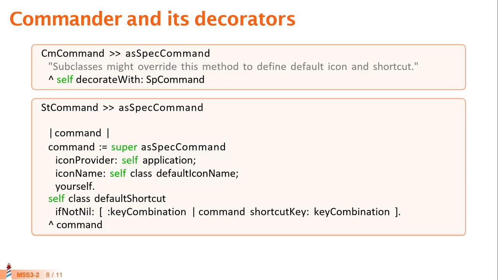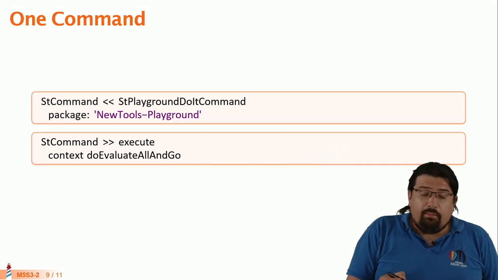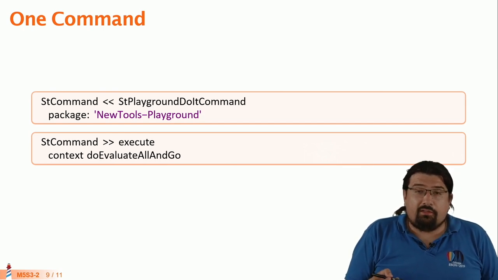Now we can see that we have added to command a way to create it as a Spec command, and we are going to do that by taking exactly the existing command and just decorating it with the Spec command. And in this case, it will add the idea of having an icon and having a shortcut to execute it. This is an interesting way of extending the commands that we have with new functionality, adding, in this case, a default icon and a default shortcut. Let's see how we implement one of these commands with all the flavors.